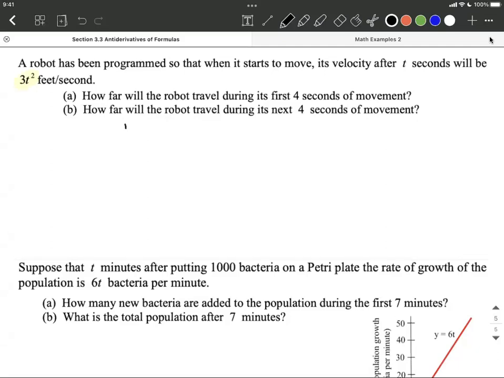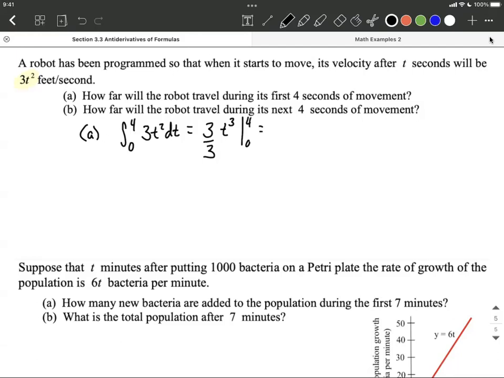So this change is going to be modeled by the integral from 0 to 4 seconds of our velocity function, 3t squared, dt. This is the answer in part A. To accomplish this, we integrate what's on the inside, the integrand. We'll bring the 3 along, increase the exponent by 1, so the 2 becomes a 3, and then divide by that new exponent. This will be evaluated between 0 and 4.